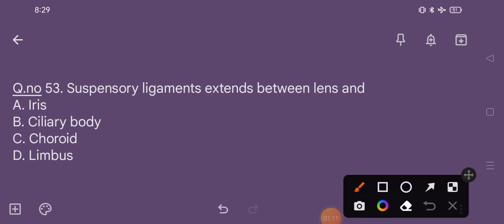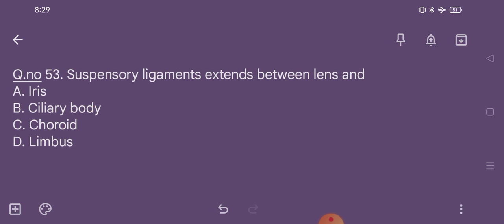Question number 53. Suspensory ligament extends between lens and option A is iris, option B is ciliary body, option C is choroid, option D is limbus. So the suspensory ligament extends between lens and ciliary body. Option B is the correct answer.